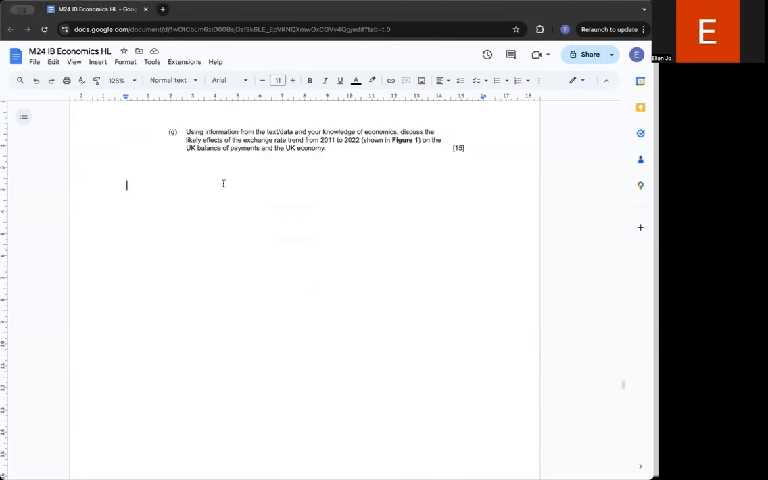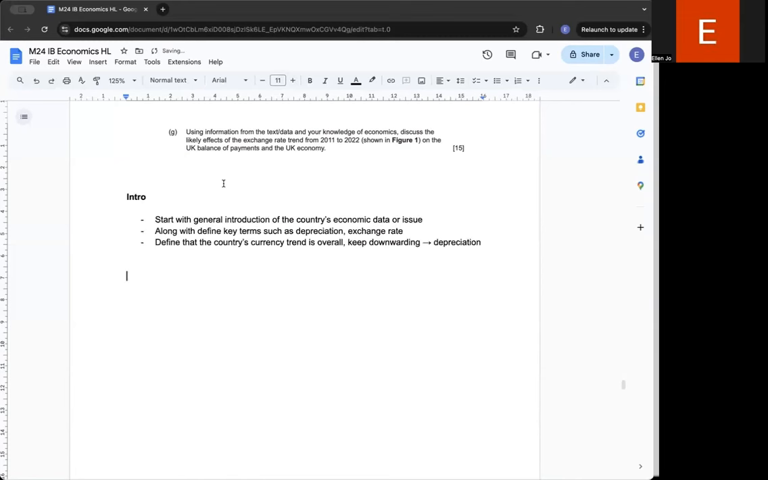G. Using information from the text, data, and your knowledge of economics, discuss the likely effects of the exchange rate trend from 2011 to 2022 on the UK balance of payments and the UK economy. For this essay, one easy way to start the introduction is to put some general introduction of the country's economic data or issue. Along with that, you can write down some definitions of key terms such as depreciation and exchange rate. Lastly, for this question specifically, you can identify the country's overall currency trend, which keeps falling, recording depreciation.